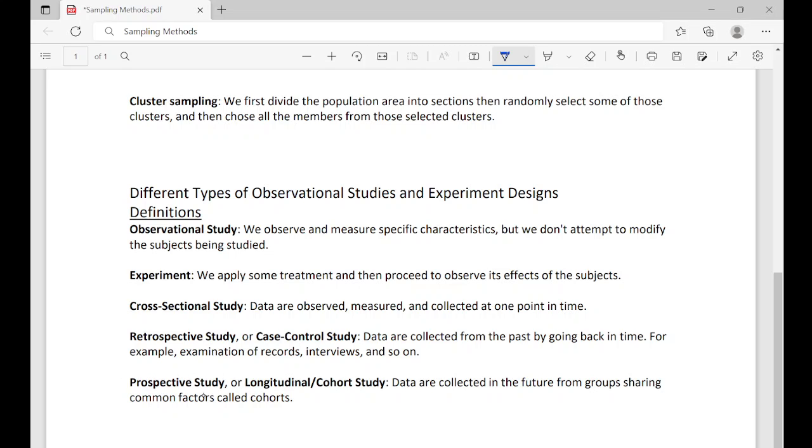And last, we have a prospective study or a longitudinal cohort study. This is where data are collected in the future from groups sharing some common factors called cohorts. So something that's done in the future.